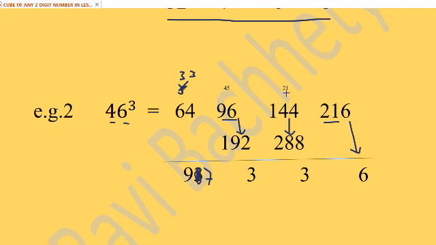8 plus 4 is 12. 12 plus 1 is 13. So 3 I've written here, 1 carried. 2 plus 1 is 3. 3 plus 14 is 17, and 17 plus 28 is 45, carried here.